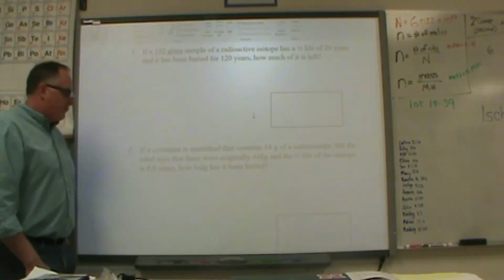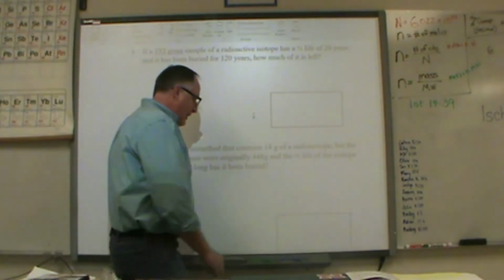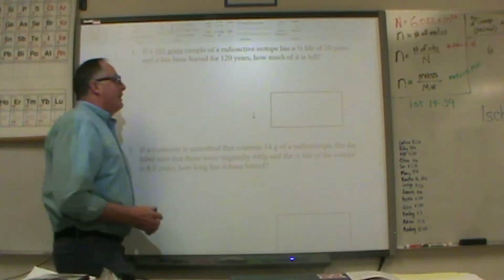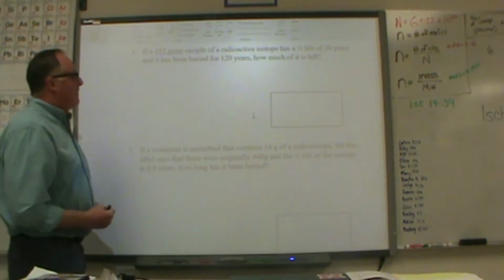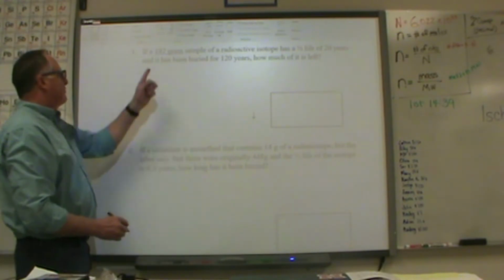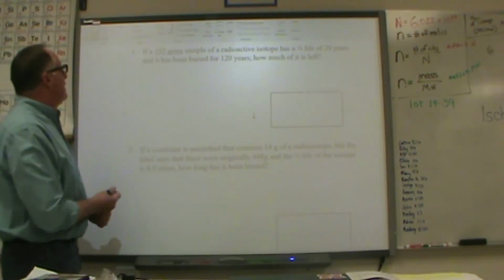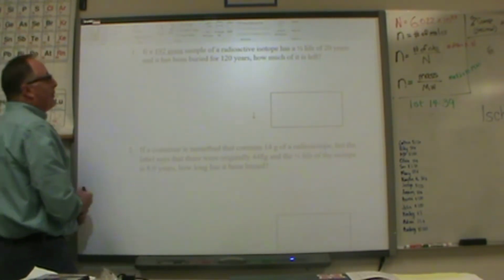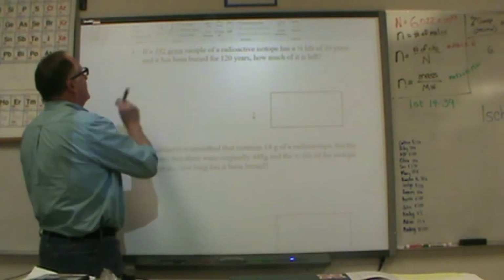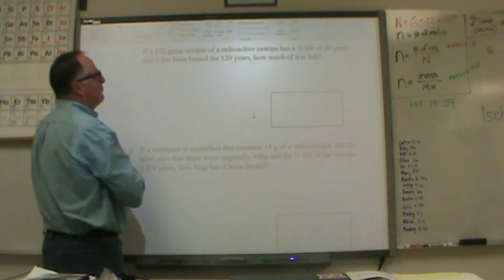All right, hopefully you've had a chance to practice these. And again, you're going to need that practice sheet in front of you because this is going to be very hard for you to read. If a 192-gram sample of a radioactive isotope has a half-life of 20 years and is buried for 120 years, how much is left?